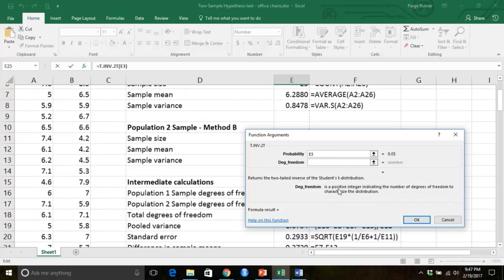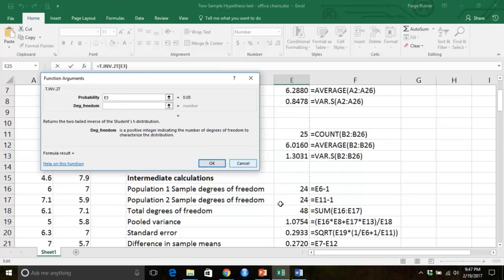And then for degrees of freedom, we've actually got a few to choose from here. If you recall, we computed degrees of freedom for each of the two samples, as well as total degrees of freedom. What we need to use here is this total degrees of freedom, which, in this case, is 48. And that's because the distribution that we're actually working with here is a distribution of the difference between the population means. And so total degrees of freedom incorporates both of the samples that we're working with.